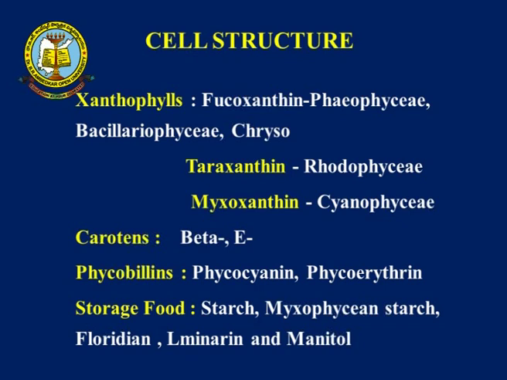And storage food material, the main storage food material is starch. Apart from that, in Cyanophyceae members myxophycean starch, and floridian starch in Rhodophyceae members, laminarin and mannitol in Phaeophyceae members, and in Xanthophyceae the storage food material is oils and fats. So, this is about cell structure.